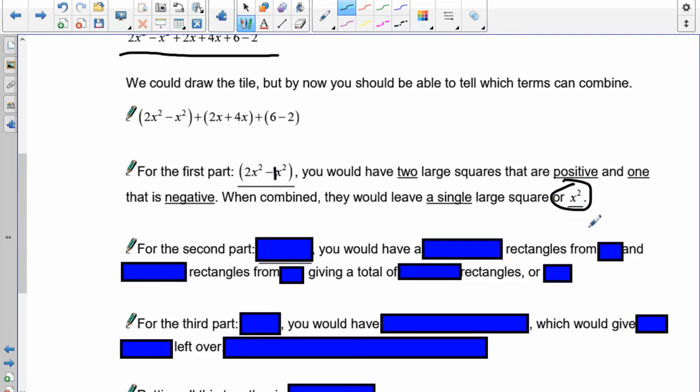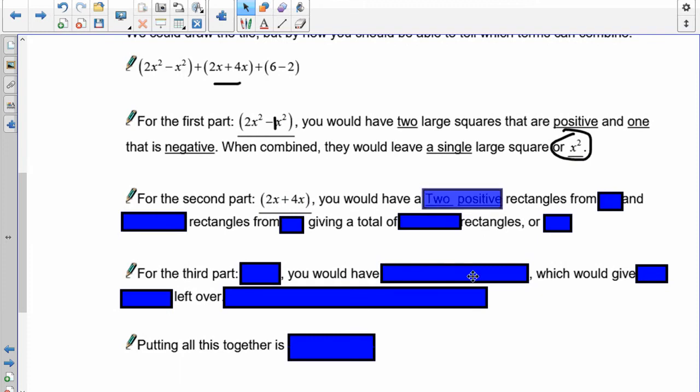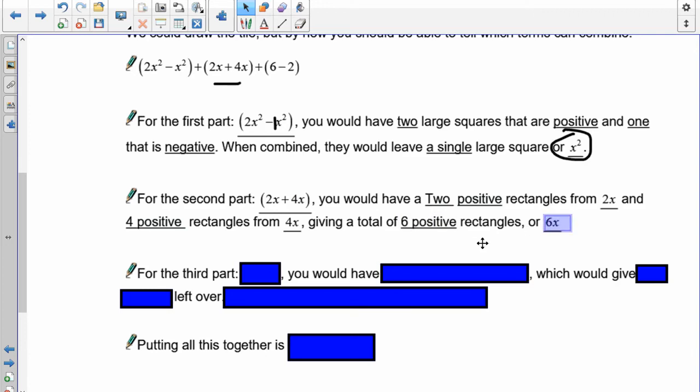Now let's take a look at the second one here. All right, this is what we're looking at, 2x plus 4x. So you would have 2 positive rectangles from 2x and 4 positive rectangles from 4x. This one here gives you 2x's, and this one gives you 4x's. So when you put these two together, 2x's and 4x's gives you a total of 6x's, and they're all positive. So this looks like 6x.